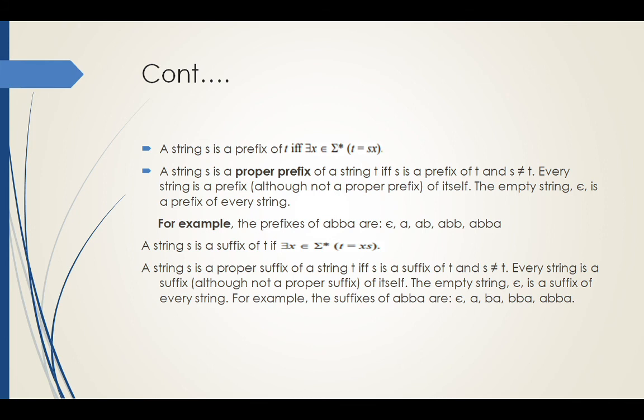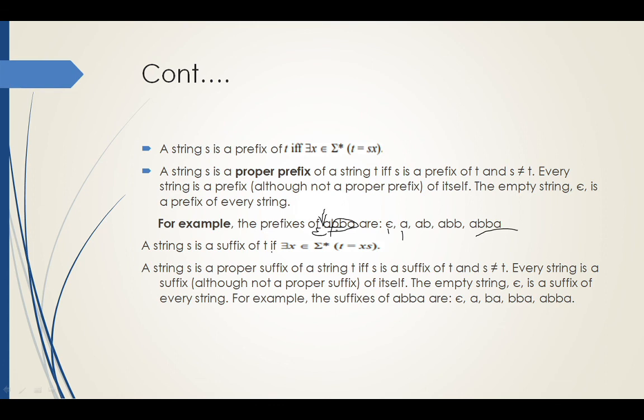Okay. So every string is a prefix of itself and the empty string is a prefix of every string. So for example, what are the prefixes of A, B, B, A? See, it may be an empty string. Why is it an empty string? Because every string is followed by an empty string. So the empty string is a prefix of this. A may be a prefix, or you can take AB as a prefix, or ABB as a prefix, or the string itself is a prefix of itself. So ABBA also comes here.